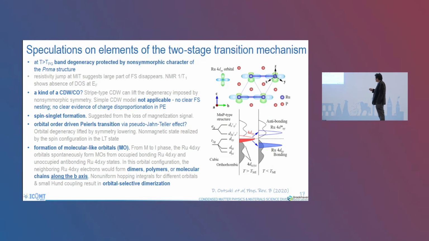However, at high temperature, it has been considered that this degeneracy, that is presumably the driving force, is protected by the non-symmorphic character of the Pnma space group, and that somehow all the action takes place at the transition. So the question is, what are the structures of these lower temperature phases? It turns out that they are actually not very well explored.